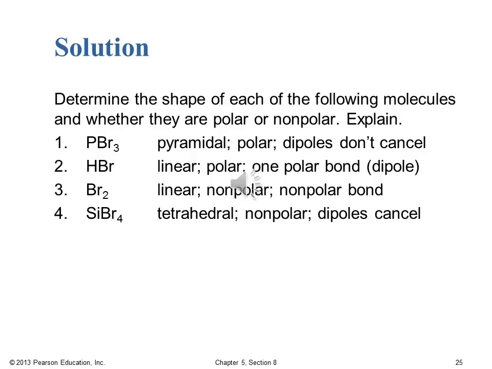Here, phosphorus is going to have a lone pair and 3 single bonds, one each to the bromines, and the bromine's going to win that tug of war a little bit. It's going to develop a partial negative. The phosphorus will develop a partial positive. There's nothing straight up to cancel out that partial negative, and therefore we'll end up with a polar molecule because we don't cancel the dipoles.